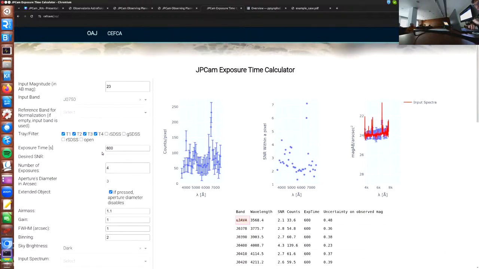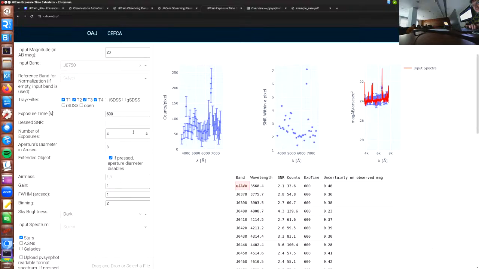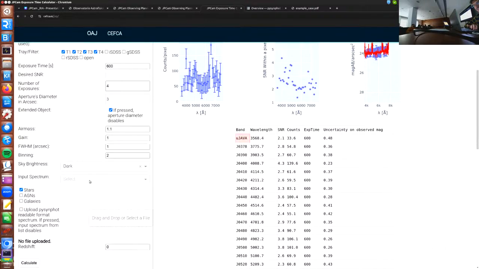Okay, and then let's go for 600 seconds. 10 minutes. Well, but it's divided in 4 exposures. Being in 2 because it's narrow band. And do you want to put a specific star, like a stellar type? I think you will be dominated by KM giants, I would say.